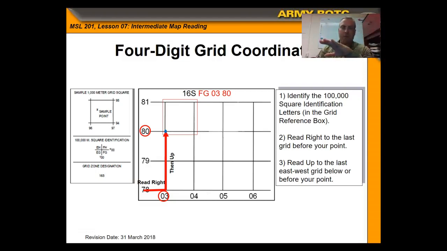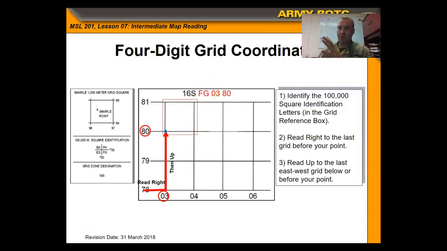So first off, the first thing you want to do when you are getting your grid coordinate is you want to identify the 100,000 grid square identification letters. So those are these two letters right here. So that tells you that you're going to be in the right section of that map.